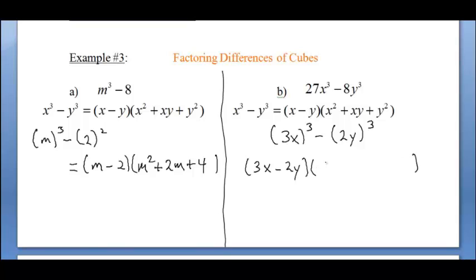The first term would be squaring that 3x, so we square both the 3 and the x, that gives us a 9x squared. The middle term has a sign opposite, so that would be plus in this case, and it's the product of our first two terms here. So 3x times 2y is 6xy. And remember, the last term is always plus because we're squaring it. And 2y times 2y is 4y squared. So our final answer would be the quantity 3x minus 2y times the quantity 9x squared plus 6xy plus 4y squared.